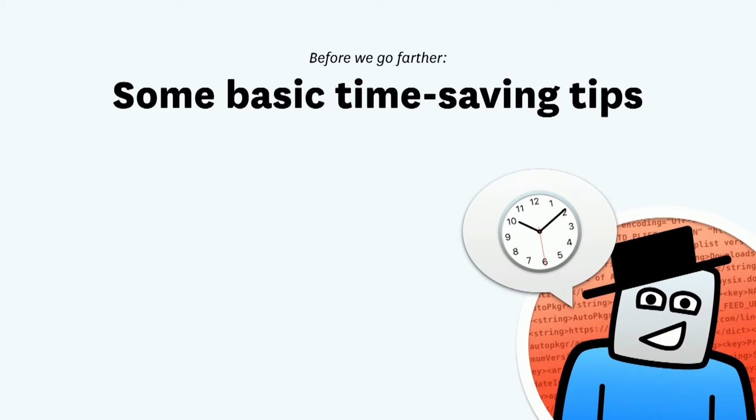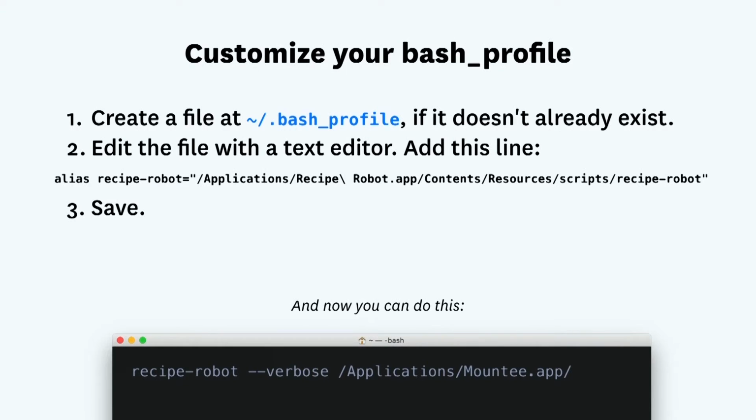So before we jump in to the how-to part, I want to talk about a couple of time-saving tips, most of which I'm sure you already know. But there's one in particular that I love, which is to edit your bash profile to include an alias to the actual binary for Recipe Robot. That way, instead of typing the entire /Applications/Recipe Robot.app path, you can actually just type Recipe Robot. Or you could do whatever you want. You can type RR, and it'll go to that binary like a shortcut. So that's the process for doing that.